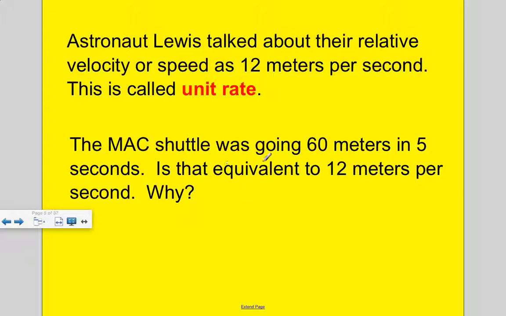So the Max shuttle was going 60 meters in 5 seconds. Is that equivalent to 12 meters per second? Why? Let's look at this. So I'm going to set it up. I'm going to see if it is 60 meters in 5 seconds.